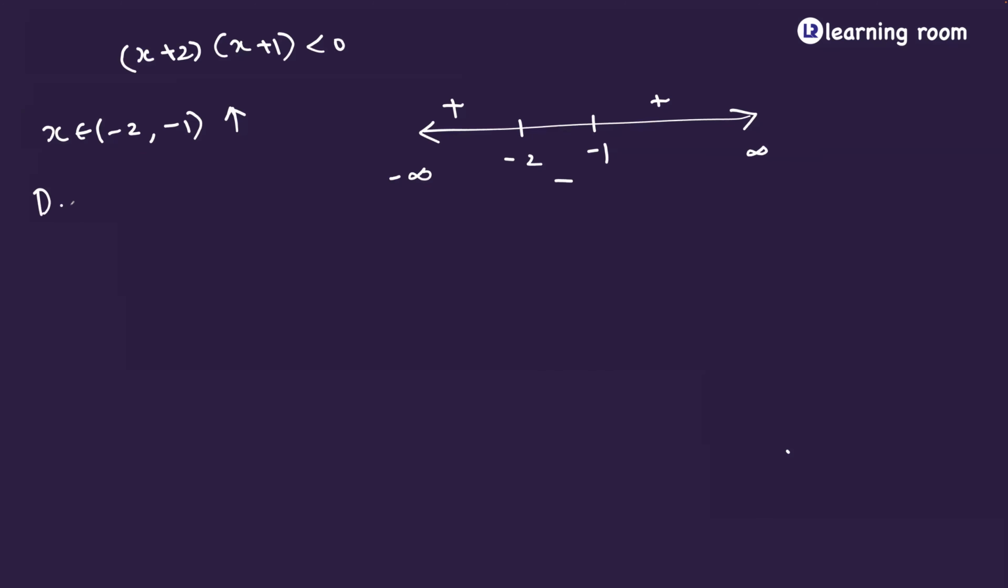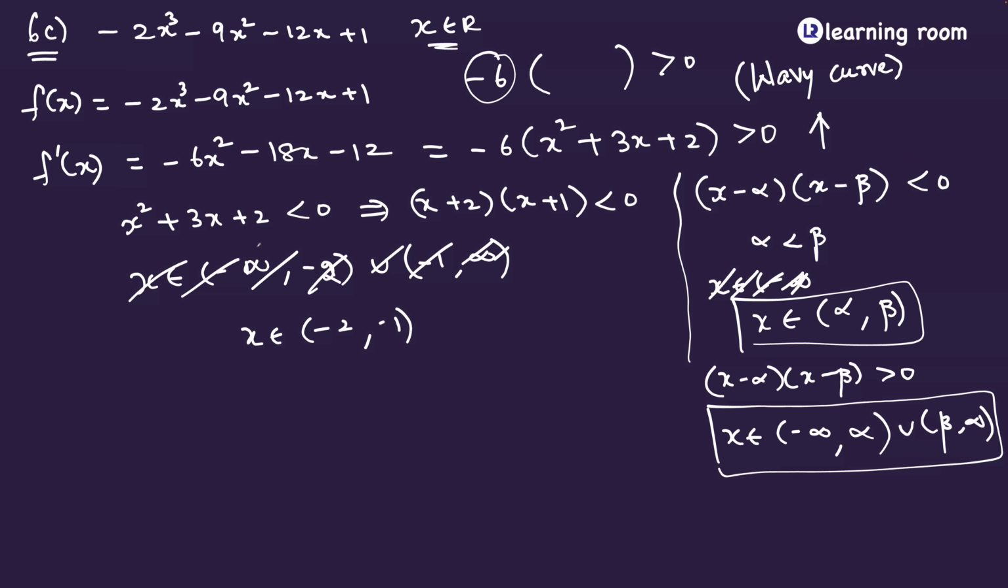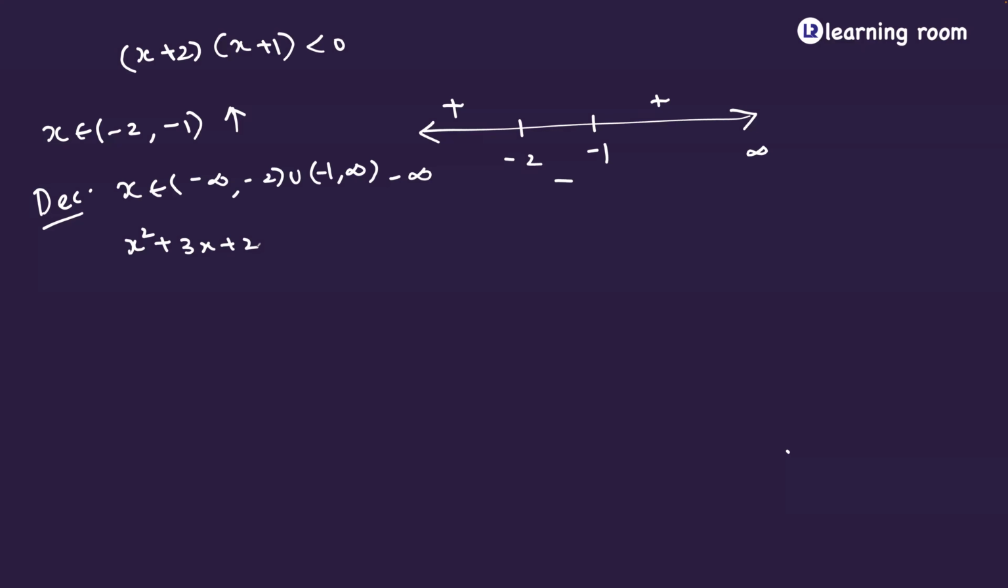So what you can do is, when you write for decreasing, basically you will get the answer as x belongs to -infinity to -2 union -1 to infinity. Why you are getting this is, you will get the same inequality, x square plus 3x plus 2. The only difference is, in this case you got less than 0. I'll only speak about the logic. Here you got it as less than 0 because you started with greater than 0 and -6 went to the other side. Now what will happen? x square plus 3x plus 2 will be greater than 0.